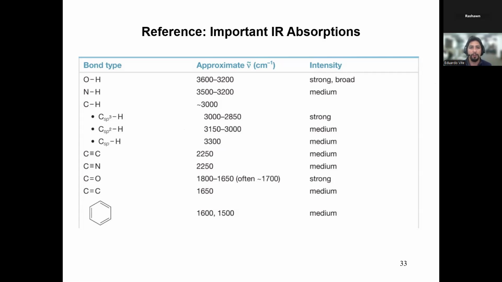Like if you see something at, for example, sp2 3150, it might not be exactly at 3150. It might be at 3000. It might be at 3200. It might be at 3250. You have to take these as general guidelines. Allow for some variation in these peaks, but this is one of the ways that you do it. And this is the end of the slide.